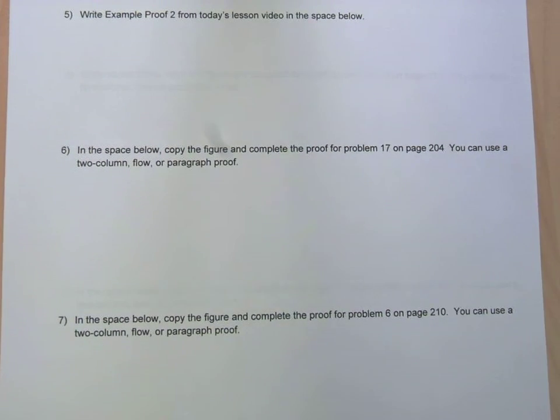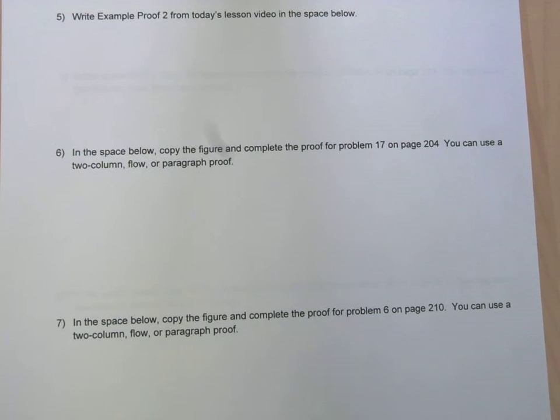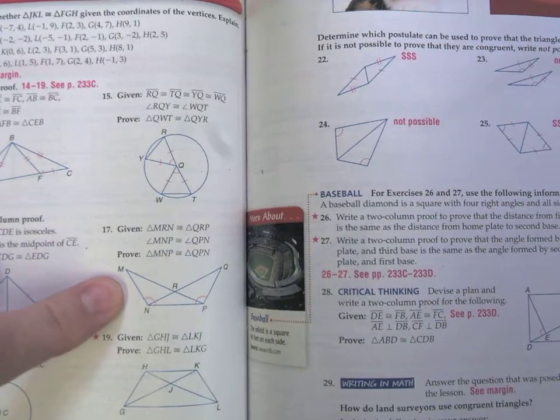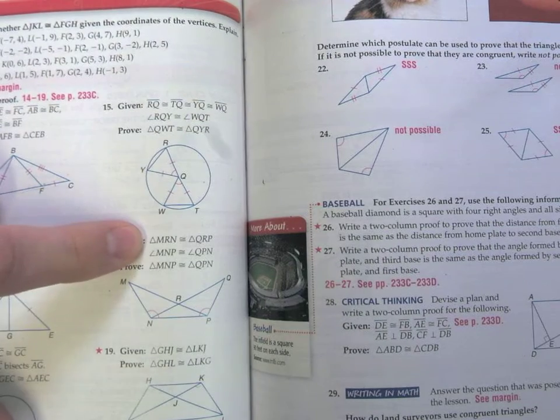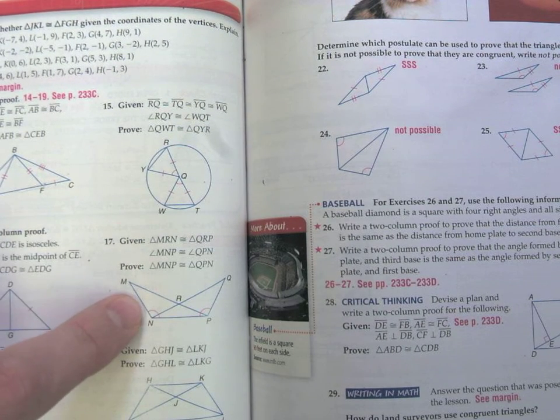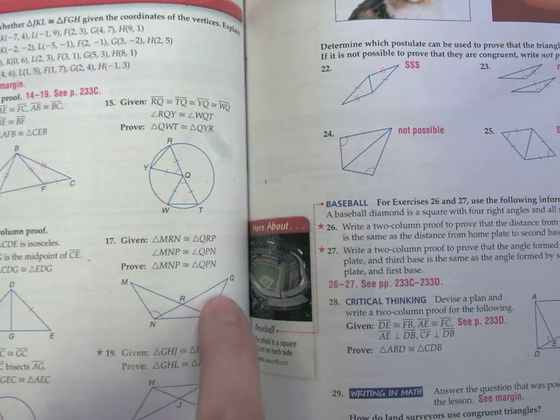So let's take a look at number 6. Now again, this is actually just going to come from the book, so I'm going to jump over to page 204. Okay, we'll take a look at this figure, and then we'll copy it down. So this is the one we're after. We start with congruent triangles MRN, which is this little guy on the side, and then QRP, which is this other little guy on the side.